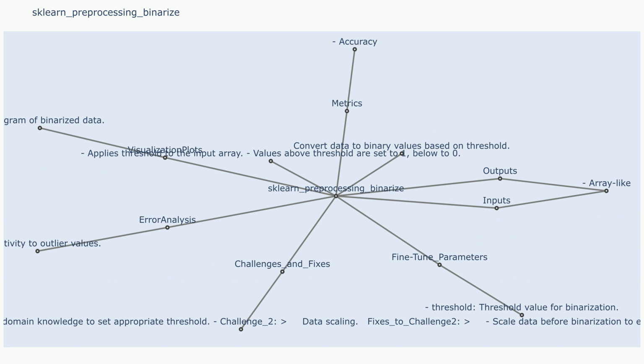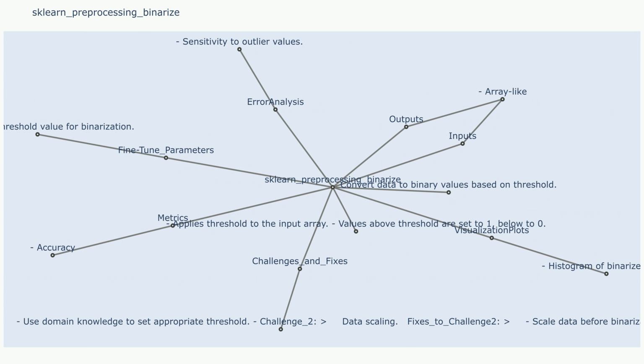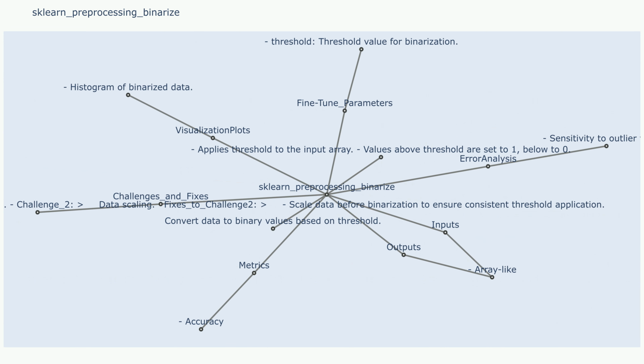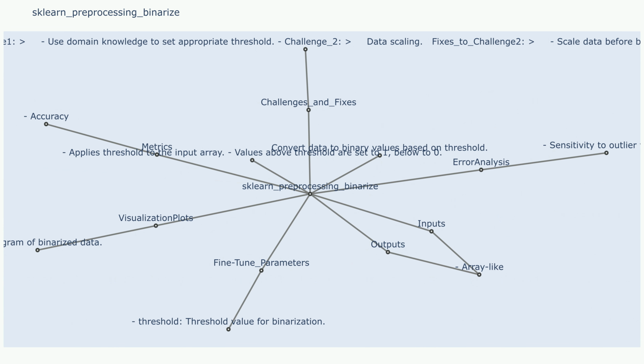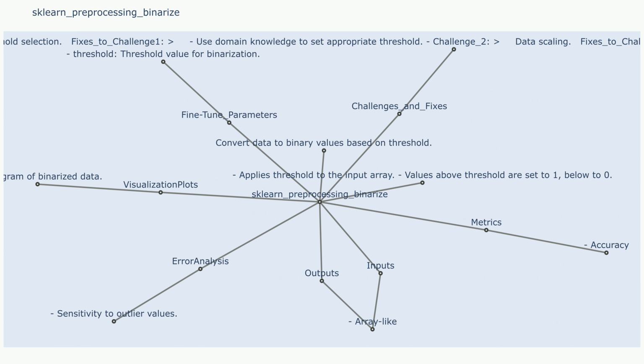It measures the percentage of correctly classified instances, providing a general sense of model performance in terms of how well it predicts the target variable. Precision. It indicates the proportion of correctly predicted positive instances among all instances predicted as positive, highlighting the model's ability to avoid false positives. Recall. It measures the proportion of correctly predicted positive instances among all actual positive instances, reflecting the model's ability to capture all positive cases.